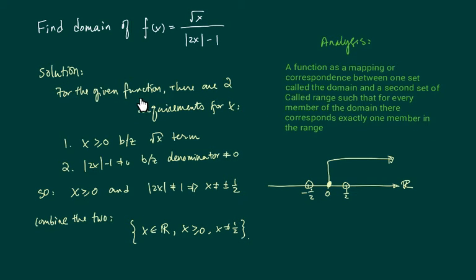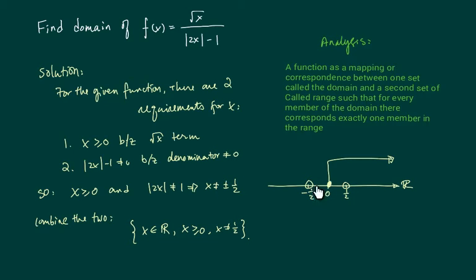Alright, here's our solution. For the given function, there are two requirements for who we can invite. The first one is the radical of x, so x has to be bigger than or equal to 0. The second says the denominator cannot equal 0. Solving this, the absolute value of 2x can't be 1, which means x cannot be plus or minus one half.